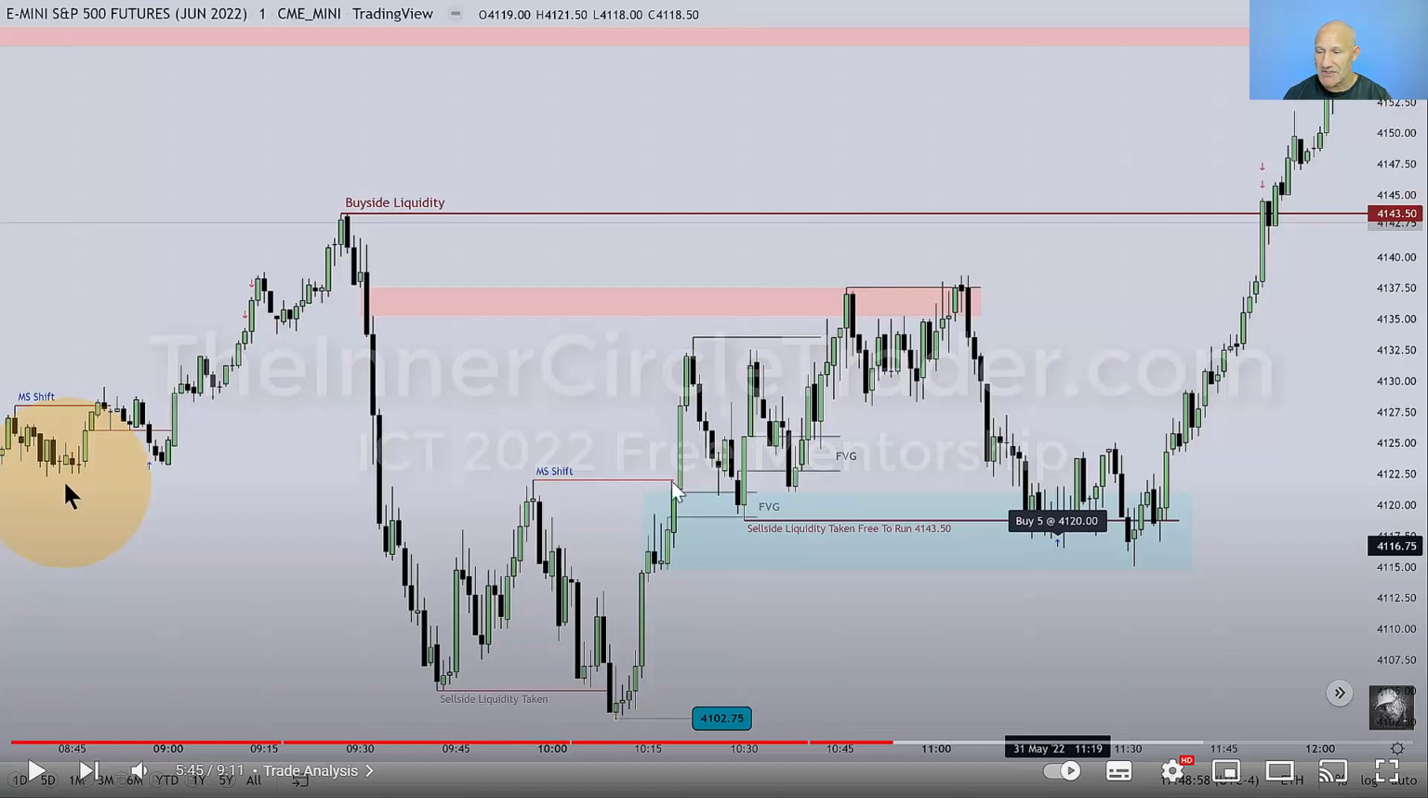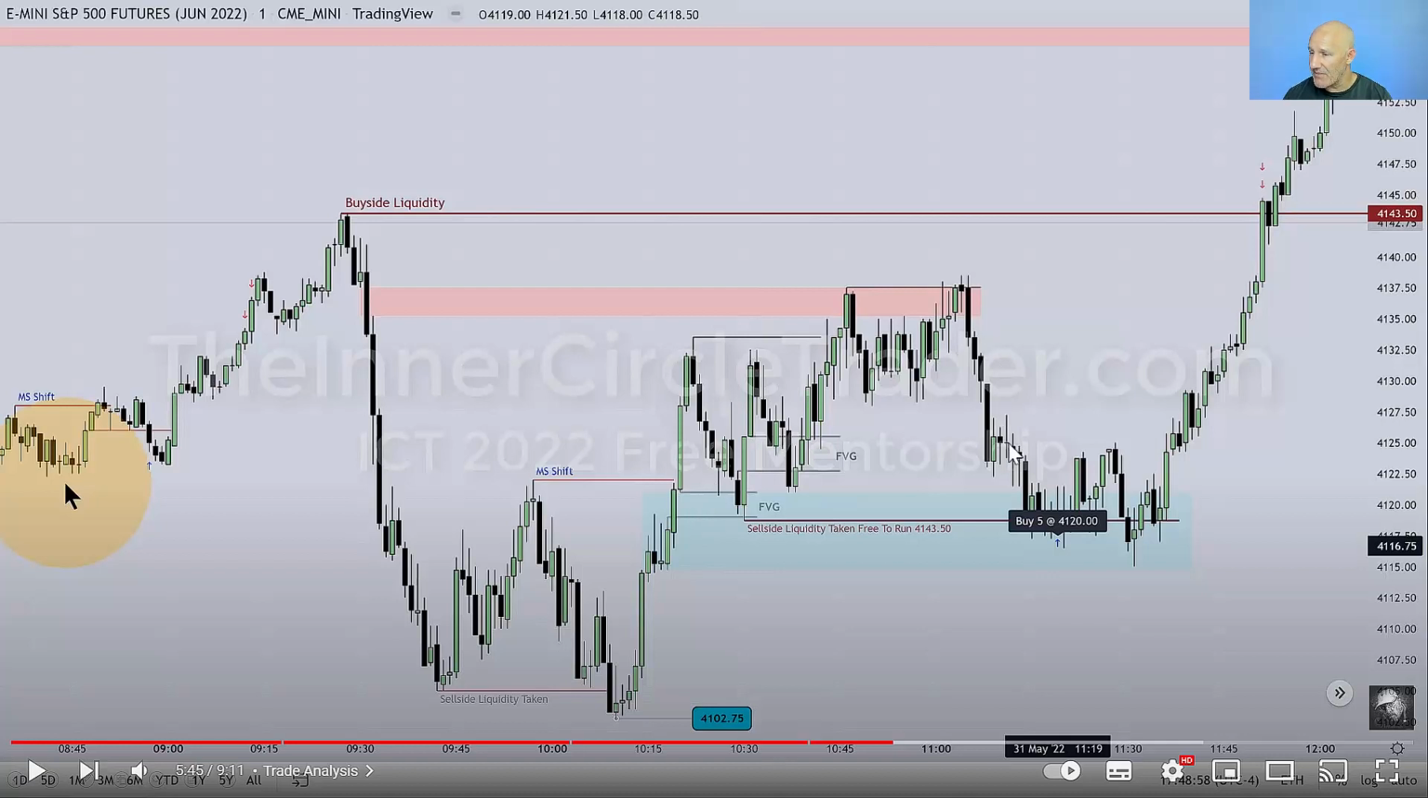We get our market structure shift here, and then the market consolidates higher. We trade up into a bearish fair value gap just up here. You can see the market reacts to that. We take out this buy side liquidity here before trading back into this area. And so this is an area where we have that 5-minute bullish fair value gap that we marked out earlier. And you can see we also have a confluent fair value gap here on the 1-minute chart as well.